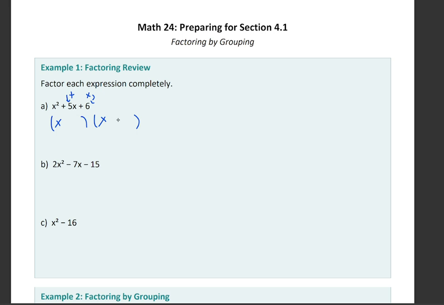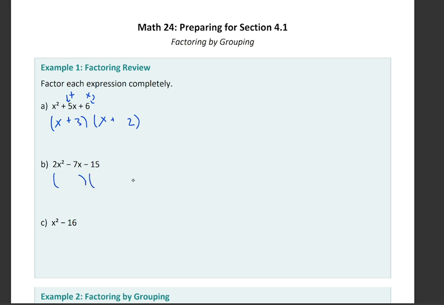And I have to think about if I have a 2 and a 3, can I get those to add to 5? Well, certainly 2 and 3 add to 5. So those are the two we're going to go with. Then we look at our signs. So we know we have a plus 6 here, which means we must have matching signs. And so since our plus 5 is also positive, we know our matching signs are both positive. And there we have factored that one.